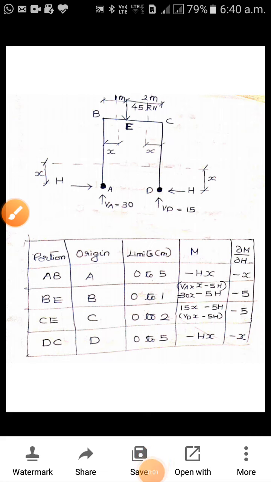Students will see part 2 of lecture 13. So here in the strain energy method, you divide into portions. The integral of 1 by EI into M into dou M by dou H, here because H is redundant, into dx, equals 0.